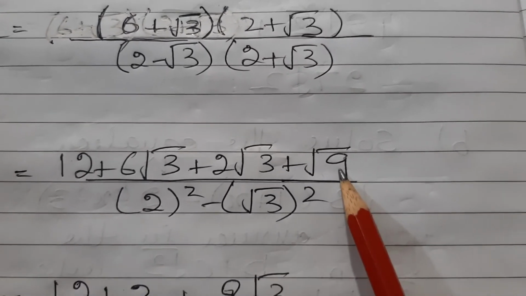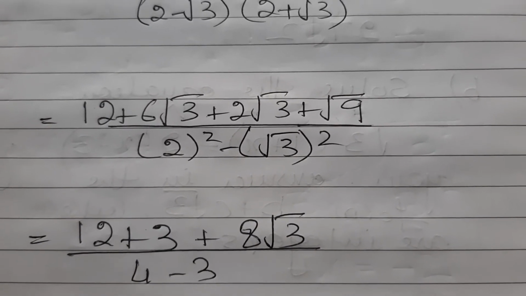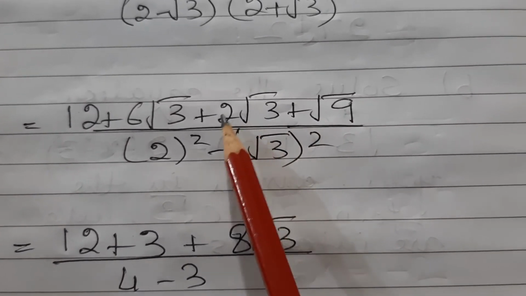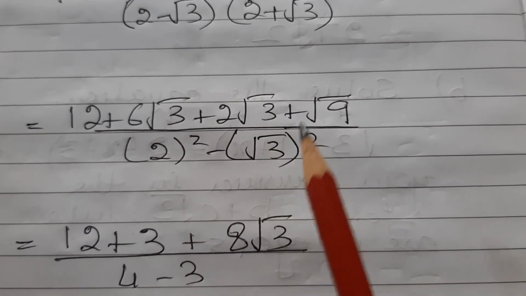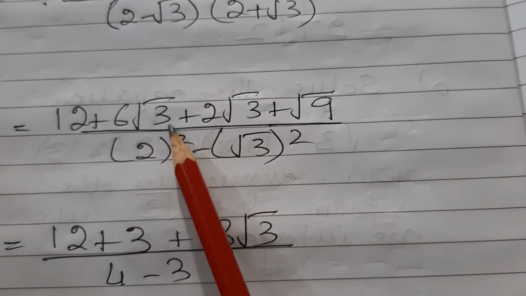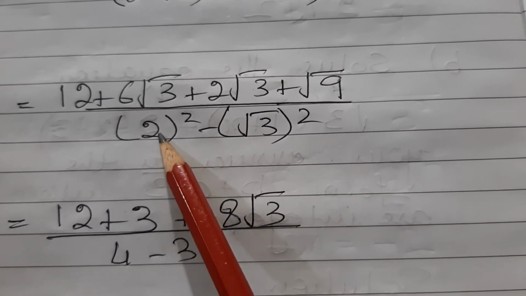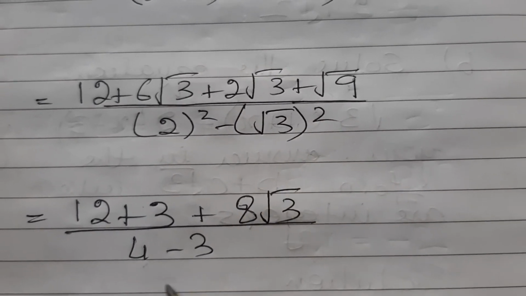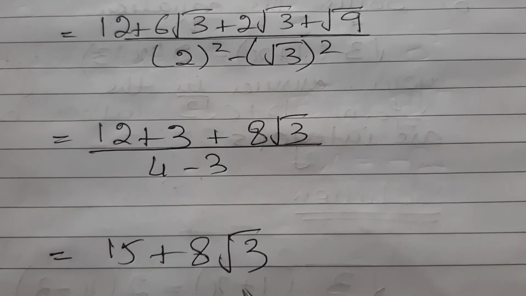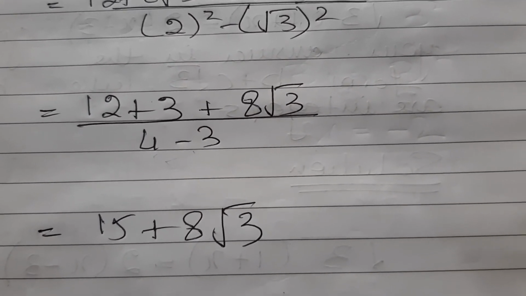So now 3 plus 12 is 15, which I will do. And I can add 6 and 2 because both are multiplying by root 3. So this is considered as same or like terms. So it is 8 root 3. And here 2 square is 4, root 3 square is 3. So 4 minus 3 is 1, no need to mention it. So this is the simplified form of it.